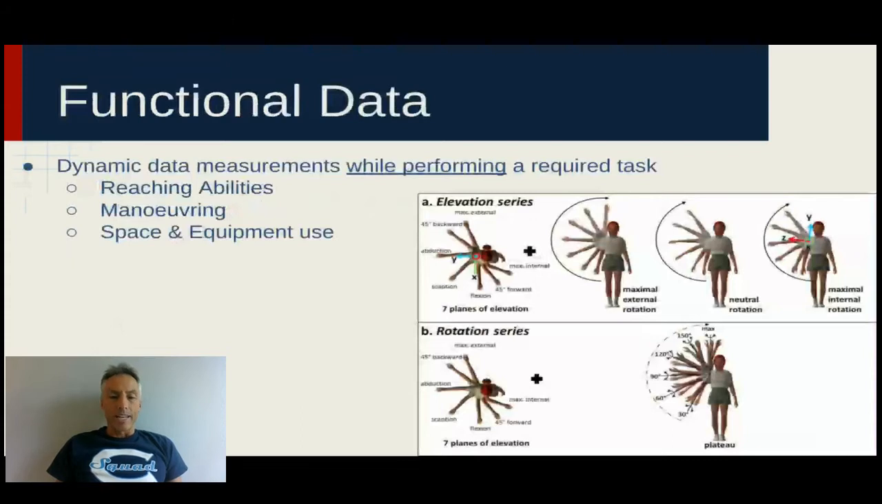Okay, functional data. This is going to be while the people are actually functioning in their workspace. Okay, so doing the tasks that they're required to do. So you're going to need to know, how do they move? What is their range, their clearance? How do they work around in their spaces? So reaching abilities, maneuvering, space, equipment use.